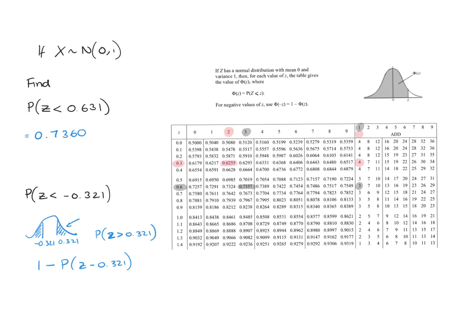So again, we're going to go to 0.3, go along to 2, and then we're adding from the 1 column, so we're adding 4. So we get 1 minus 0.6259, which is equal to 0.3741.